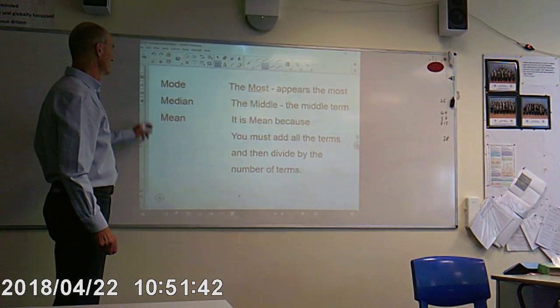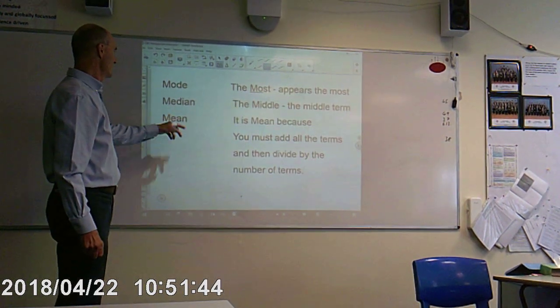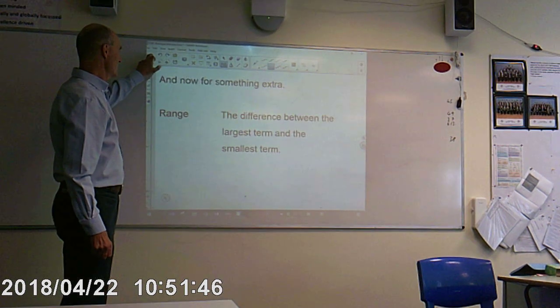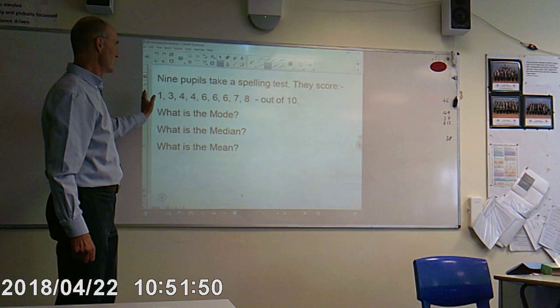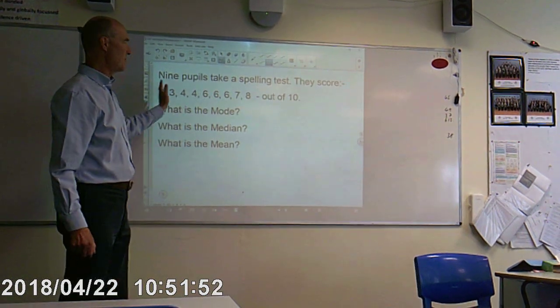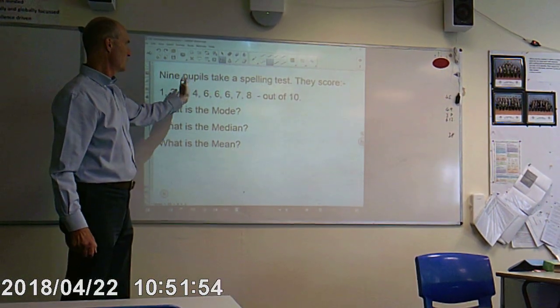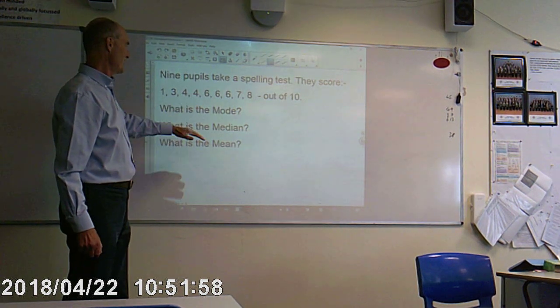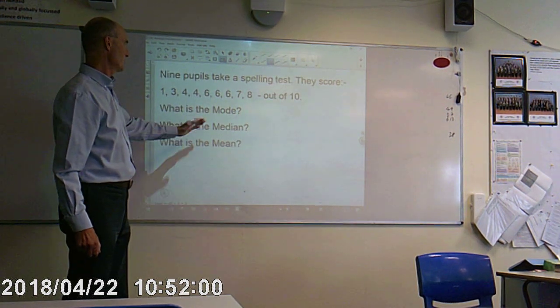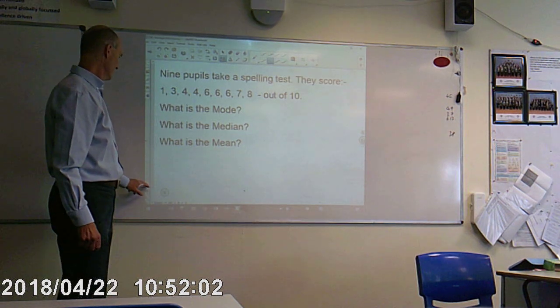Right, mode, median, mean. Where are we going to use these? We've got an example where we've got a series of numbers, we've got a sample. In this case, it's pupils taking a spelling test. How do we work out the mode average? How do we work out the median average? How do we work out the mean average?